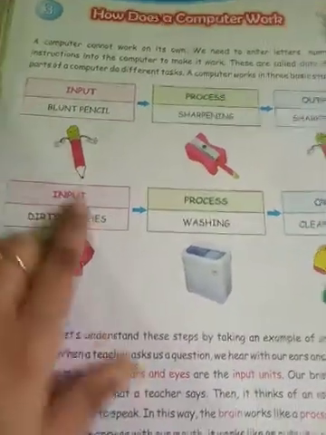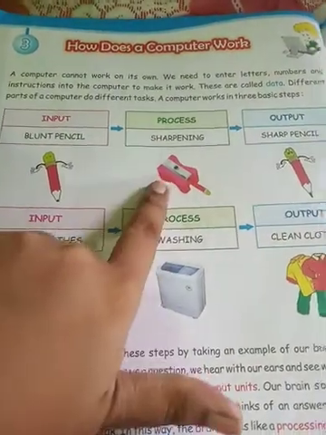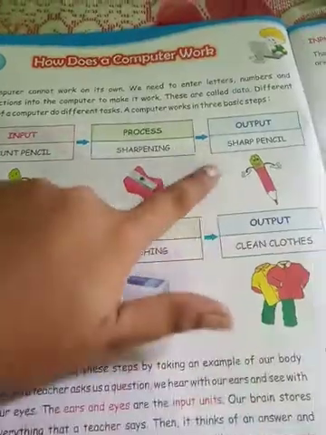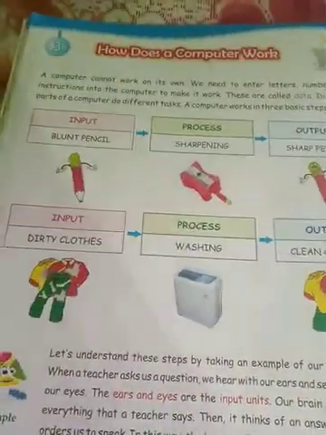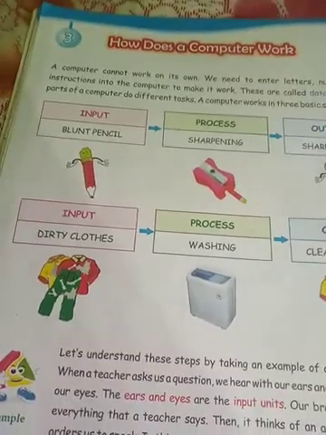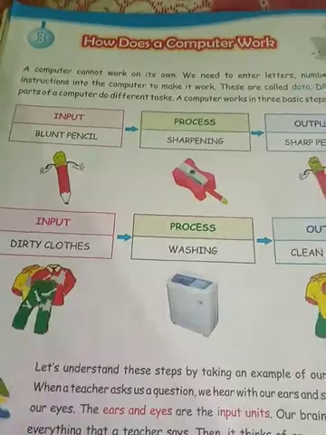Okay. Now see the second example. Input, dirty clothes. Process, washing. Output, clean clothes. Output means result. Input means what you need. Okay. Like if you want to clean your clothes, you need your dirty clothes.